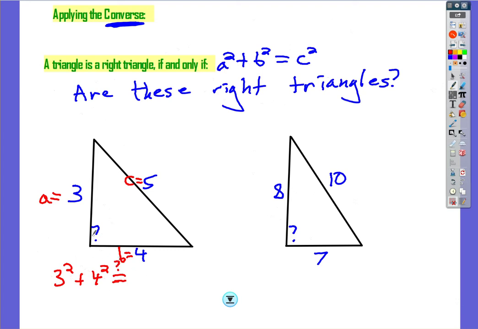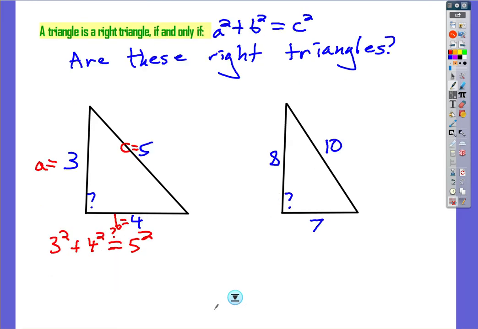We only know if this is true if this is a right angle, but we don't know if this is a right angle. Does that equal 5 squared? We'll go through and evaluate both sides, to see if that's a true statement. So I'll go ahead and evaluate it. 3 squared will just equal 9. 4 squared will equal 16. And we're going to ask the question again, does that equal 5 squared, which simplifies down to 25?